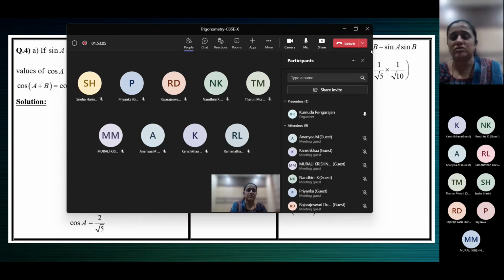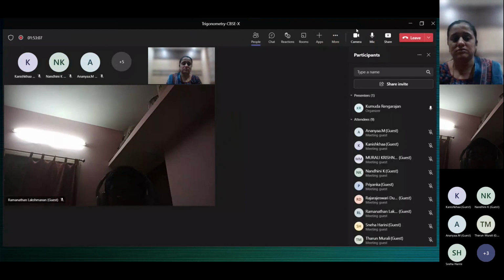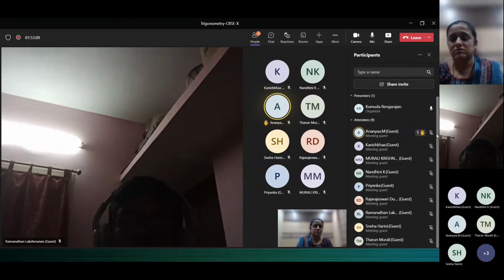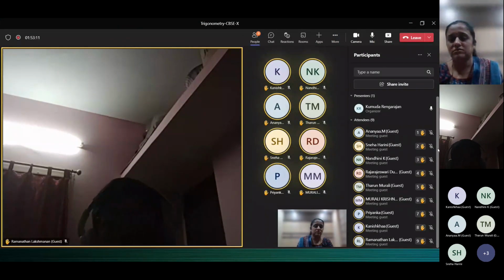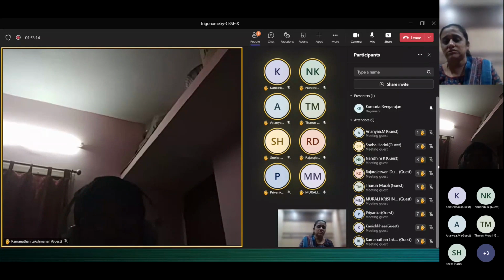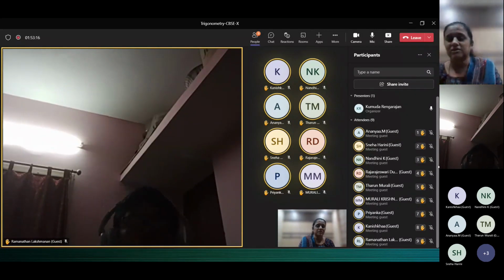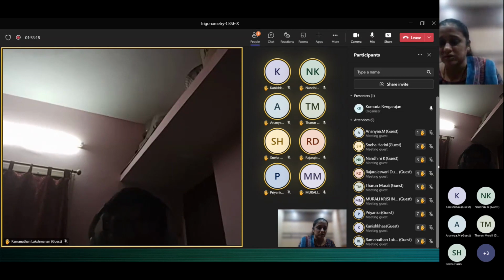All right, class, use the emoji, raise your hand. Anya, Sneha, Harini, Nandini, Rajarajeshwari, Tarun, Murali, Krishna, Priyanka, Kanishka, and Ramnagan.